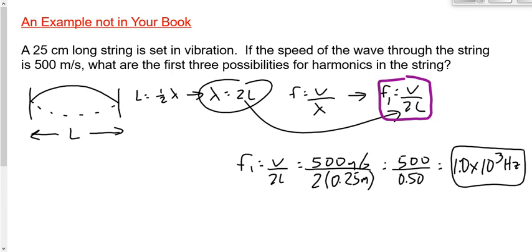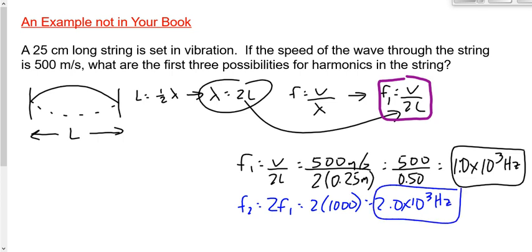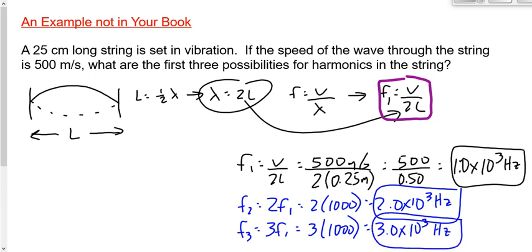Now, you could derive the equation for the second and the third, or why don't we just say F2 is equal to 2 times F1. There's the second, and the third is 3 times F1. Does that make sense? Do you see how we really just have to be able to do the first one, and then the second one and the third one just fall into place from that?